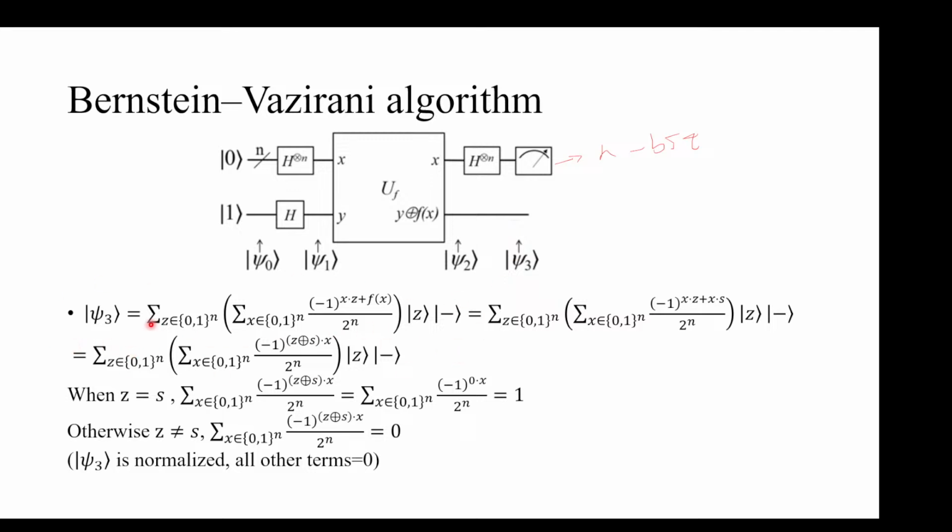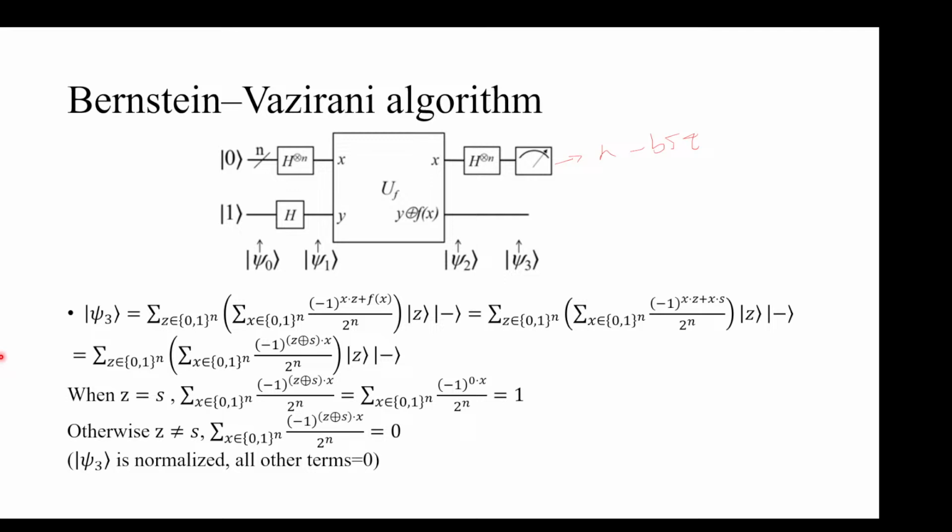As it says, psi 3 is the summation over z, and summation over x of (-1) to the x inner product with z plus f of x, over 2 to the n, with the state being z on the first register, tensor minus on the second register. So it's an equal superposition of all computational basis states on the first register with this weird amplitude: summation over x of (-1) to x dot z plus f of x, over 2 to the n.